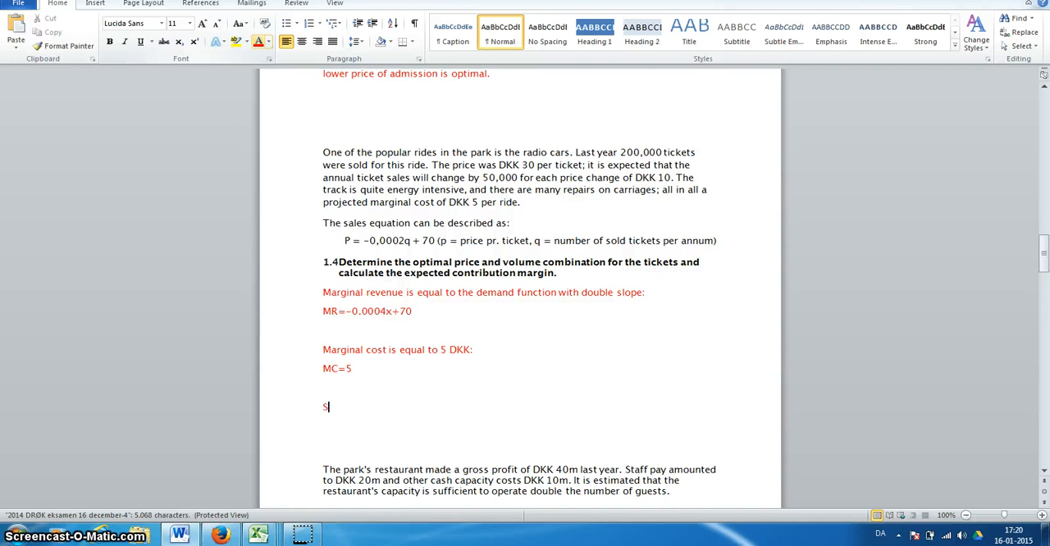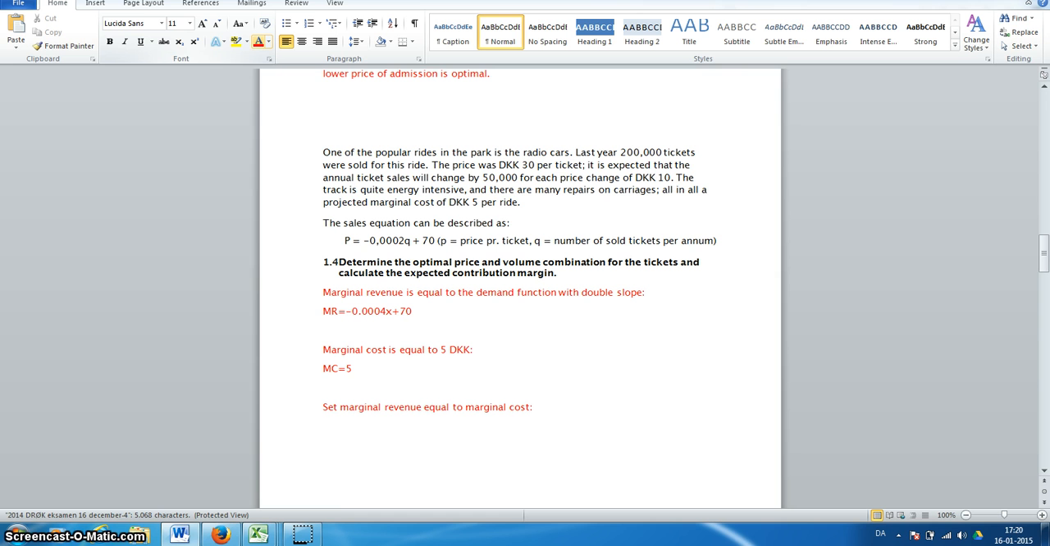Then we set marginal revenue equal to marginal cost. Meaning that minus 0.004x plus 70 is equal to 5. And then we have to calculate the value of x.